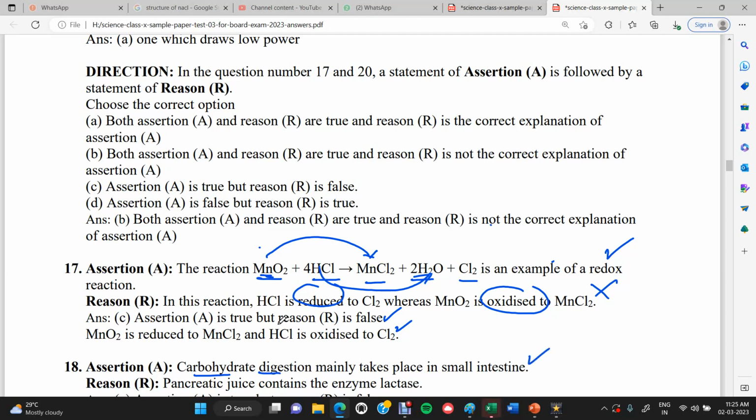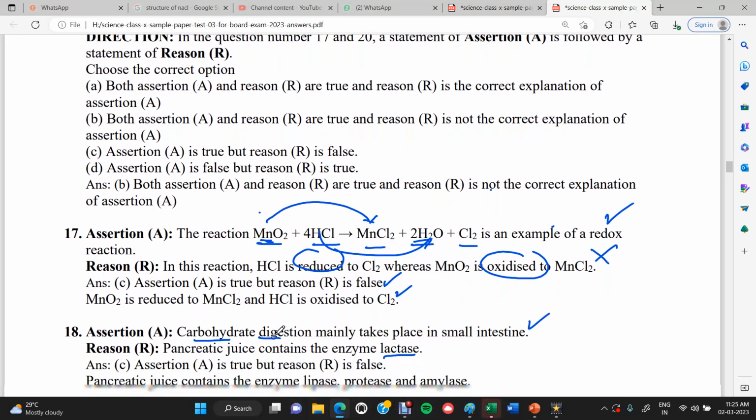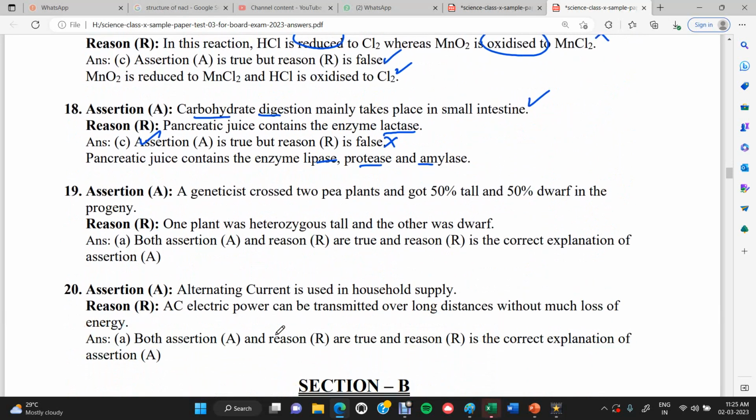Pancreatic juice contains enzyme lactase. Pancreatic juice has a bunch of enzymes. I'm not sure whether lactase is there. Let me check. No, it contains lipase, protease and amylase only. Just check it over. So this option is wrong. So option C is the right answer here. R is false.